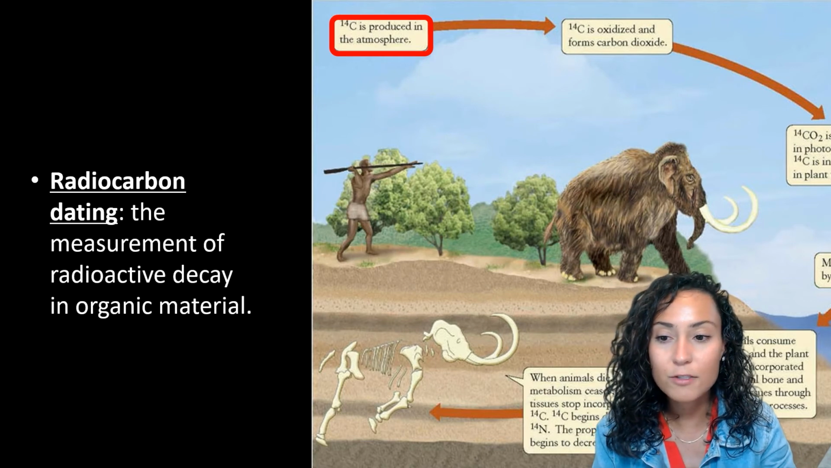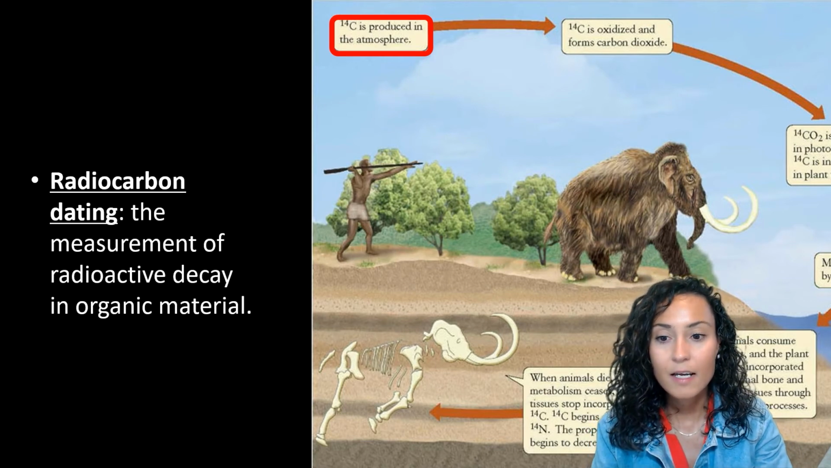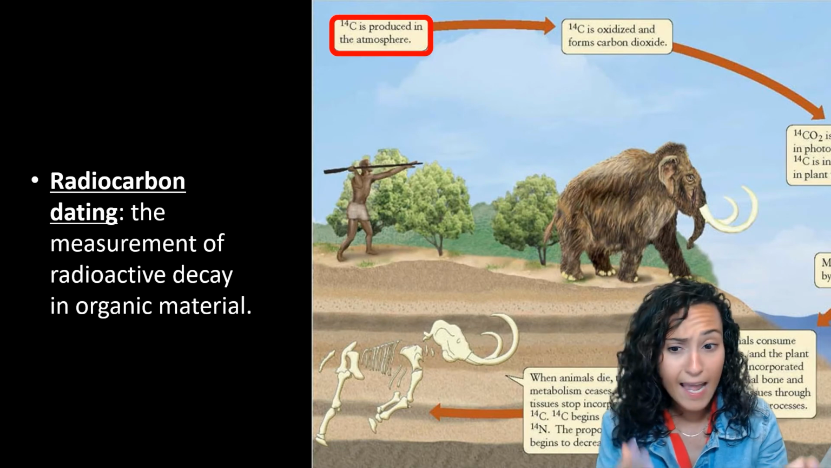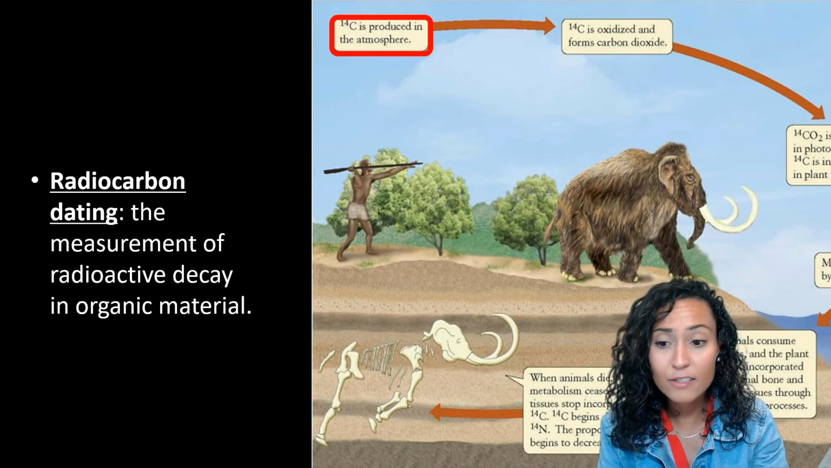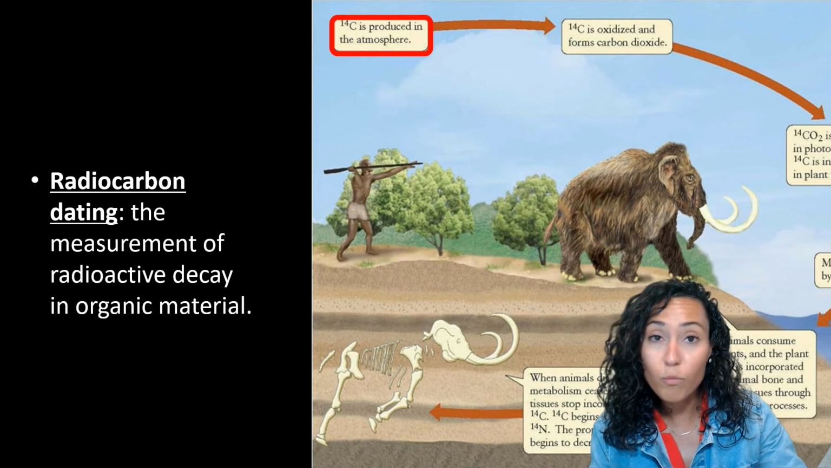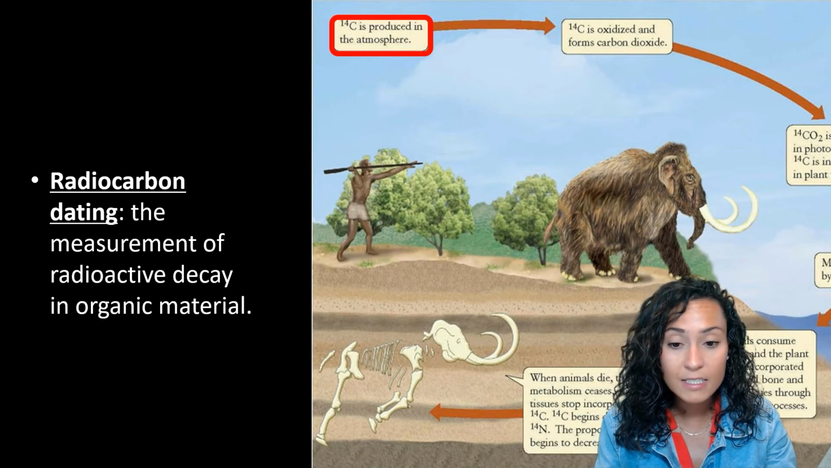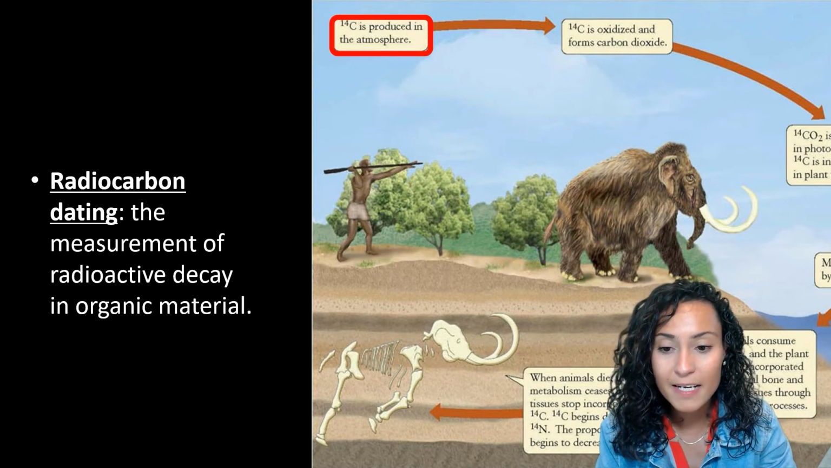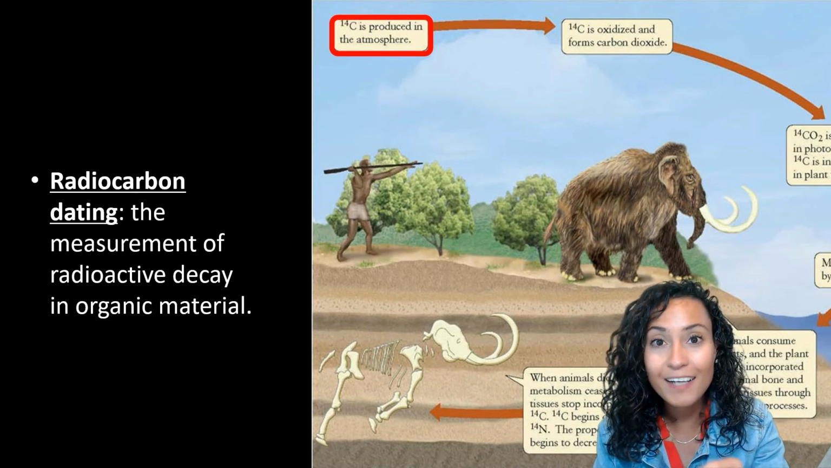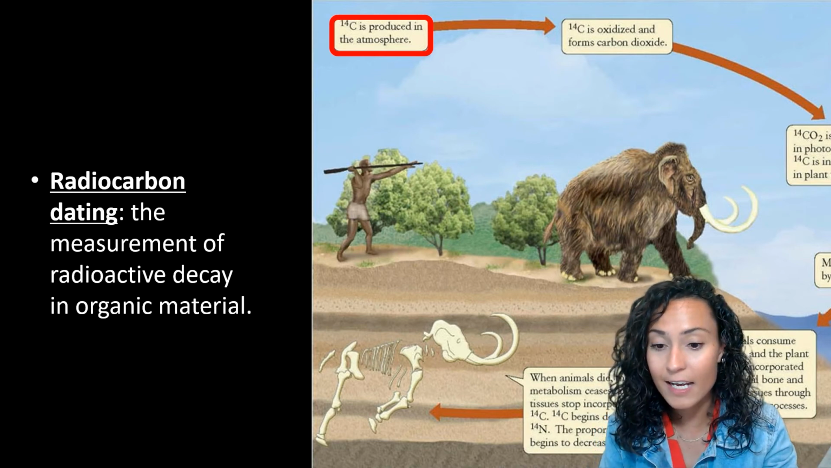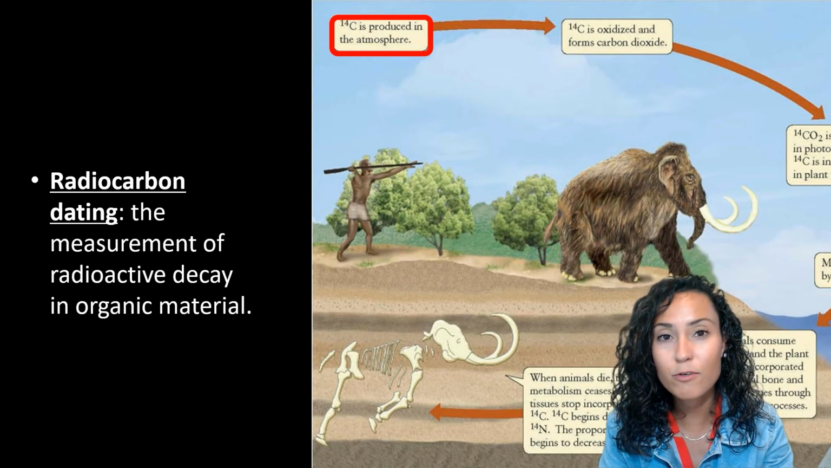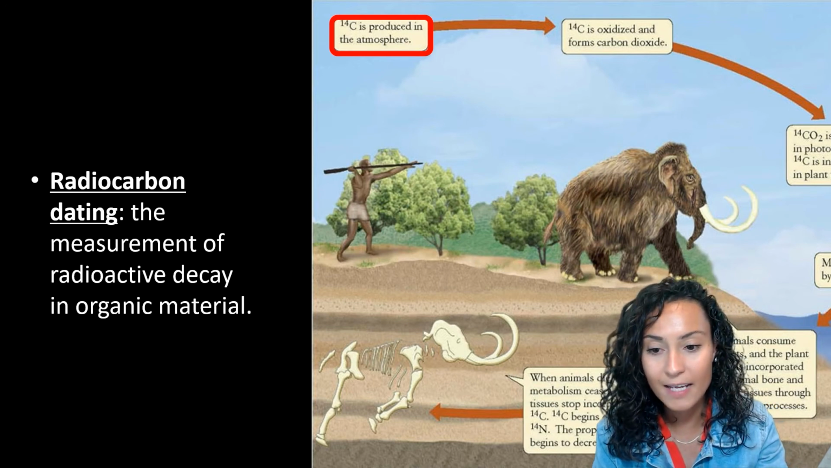Another commonly used absolute dating method is radiocarbon dating. Basically anything organic can be dated using radiocarbon methods. This includes things like charcoal, wood, soil, seeds, even bones and hair. Radiocarbon dating measures the radioactive decay in organic material. So essentially what we're looking at when we look at radiocarbon dates is the rate of decay.